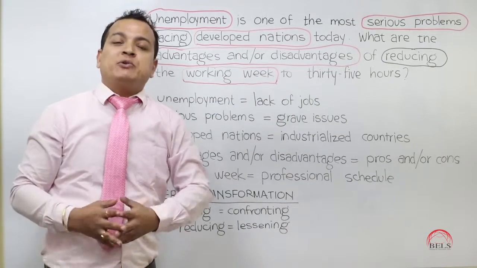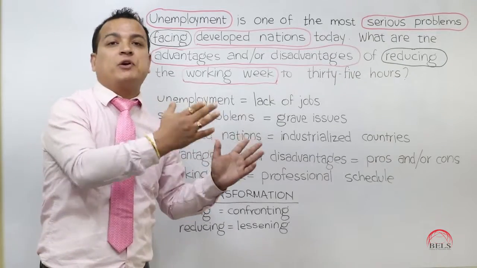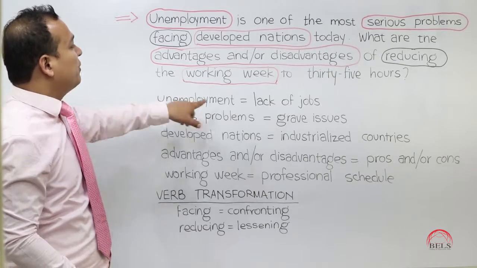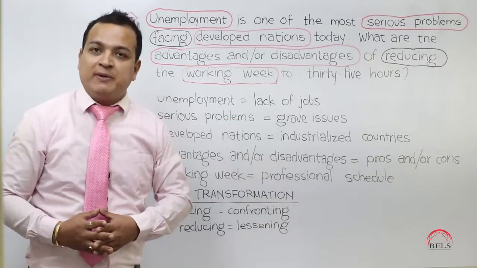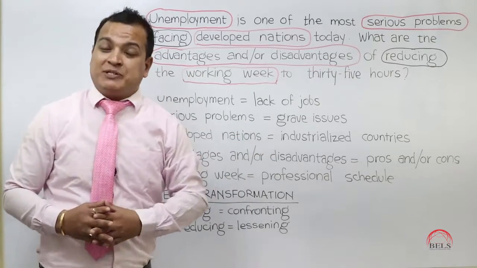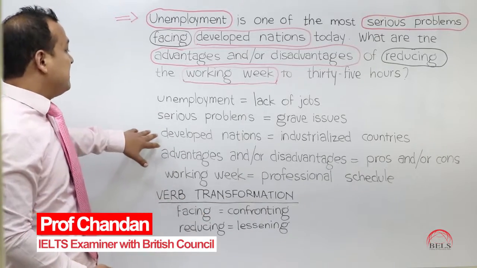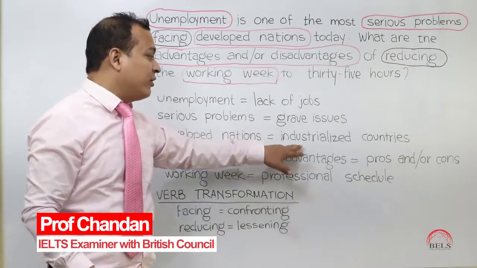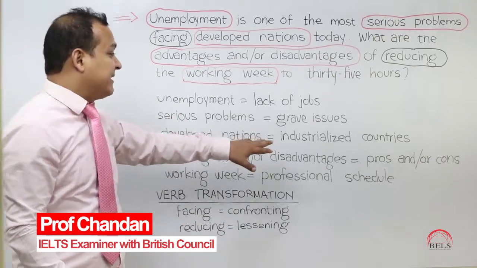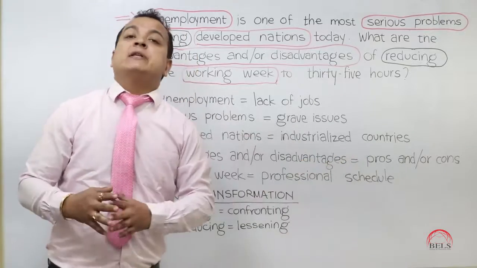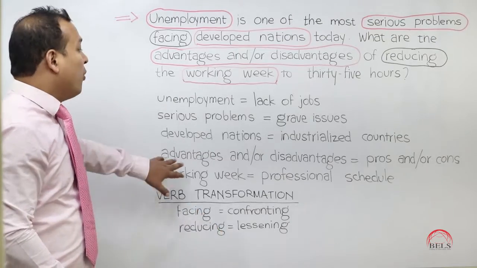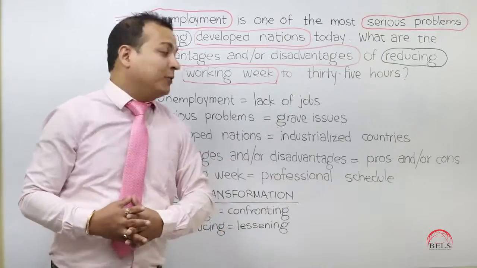So we are going to use the formula use of synonyms. We are going to convert these words into synonyms. So you can see the first word is unemployment. We have converted the word to lack of jobs. The second word is serious problems. We are converting the word to grave issues. That's the synonym of that. The third one is developed nations. I'm going to convert that into industrialized countries. The fourth one is advantages and disadvantages. So I have used the words pros and cons for that, which are synonyms of advantages and disadvantages. Then finally, working week to professional schedule.